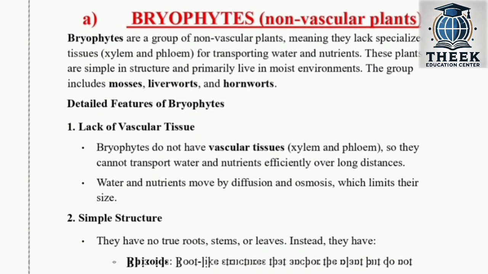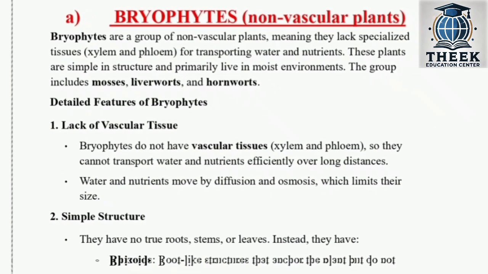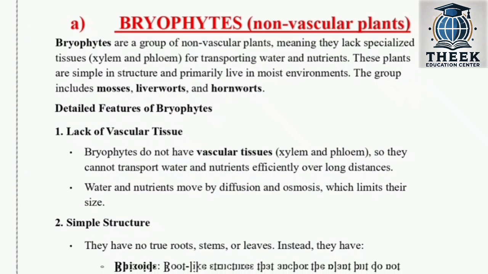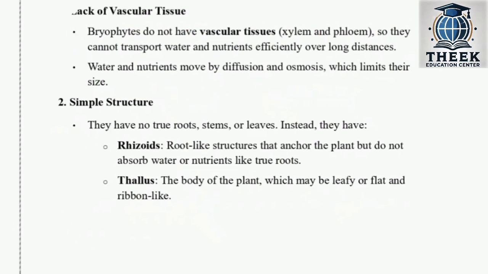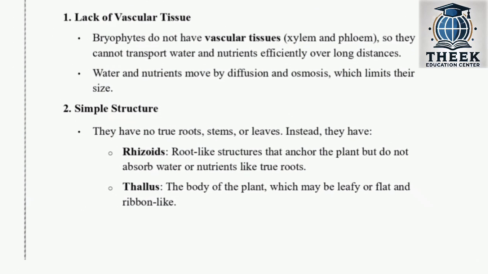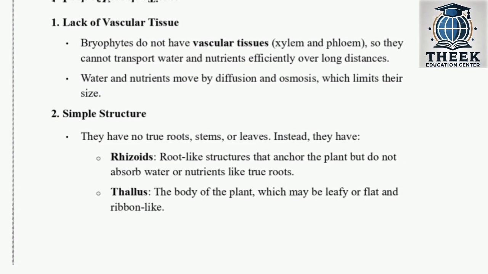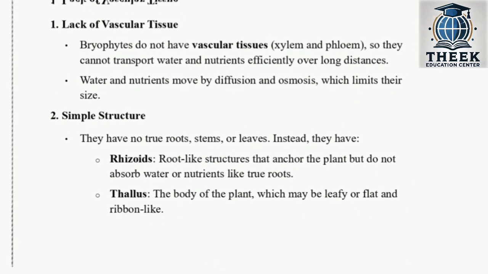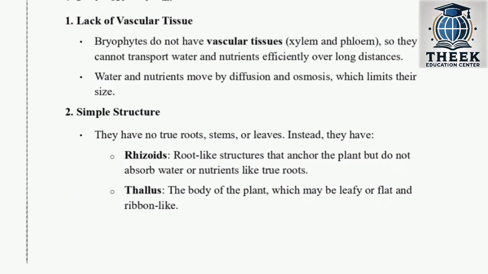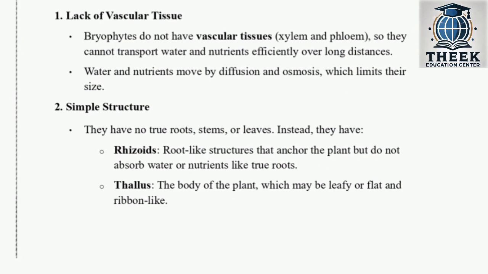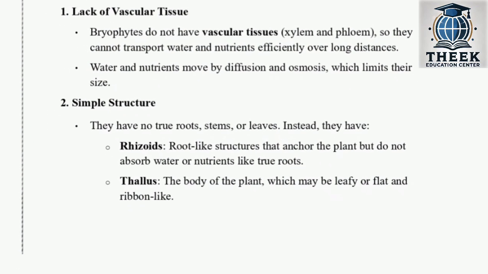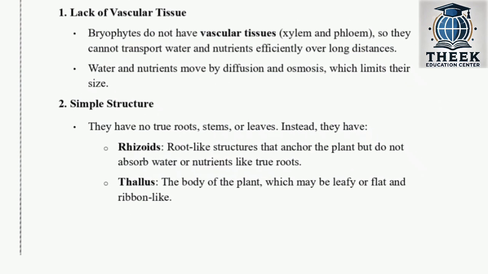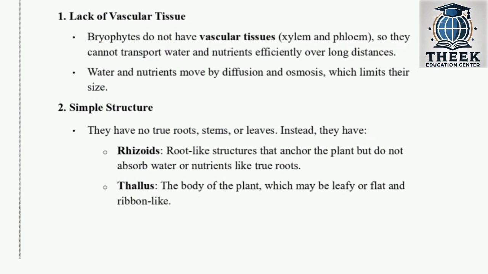Now, what are some of the features of the bryophytes? Number one, lack of vascular tissue. We discussed that. Two, simple structure. They have no true roots, stems, or leaves. Instead, they have rhizoids. What functions like roots in the bryophytes are the rhizoids. Rhizoids are root-like structures that anchor. To anchor means to provide support or to hold the plant firmly. So they anchor the plant but do not absorb water or nutrients like true roots.